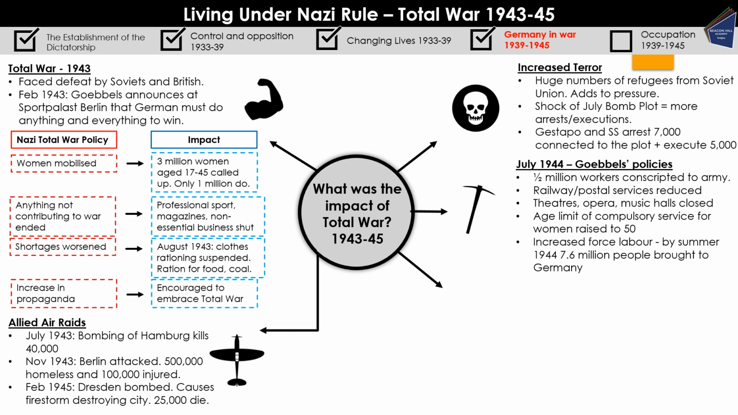So by summer 1944, we have 7.6 million people brought to Germany, and these were people from occupied territory, Untermensch, who were being used essentially as slave labour for the total war machine.